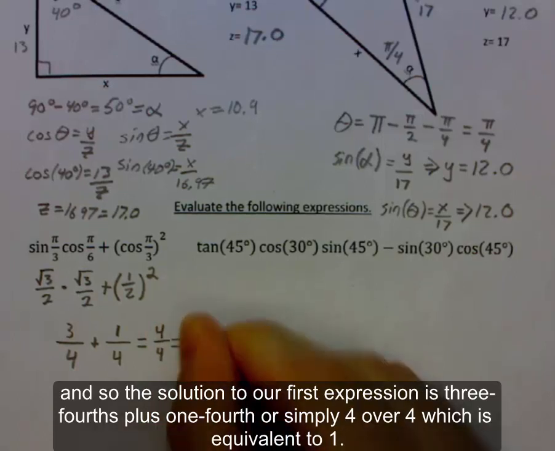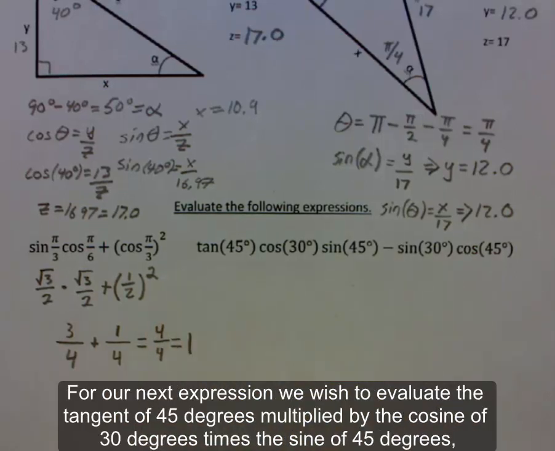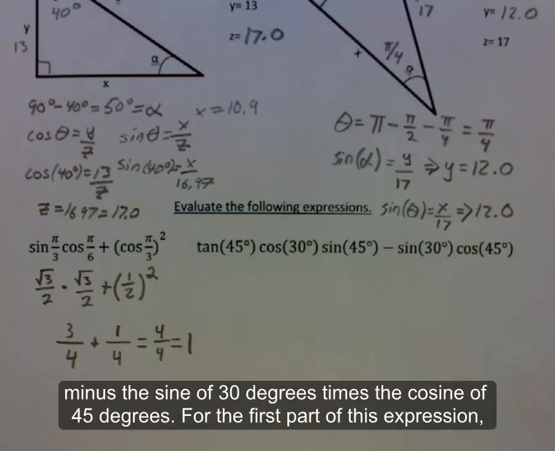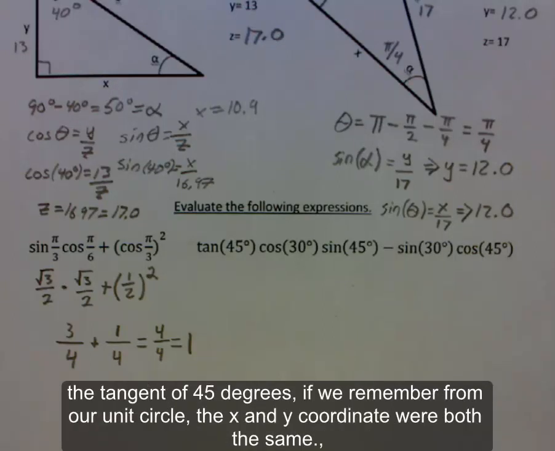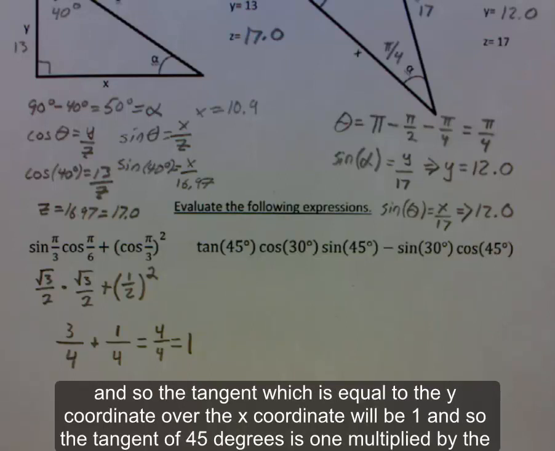For our next expression, we wish to evaluate the tangent of 45 degrees multiplied by the cosine of 30 degrees times the sine of 45 degrees minus the sine of 30 degrees times the cosine of 45 degrees. For the first part of this expression, the tangent of 45 degrees, if we remember from our unit circle, the x and y coordinate were both the same. And so the tangent, which is equal to the y-coordinate over the x-coordinate, will be 1.